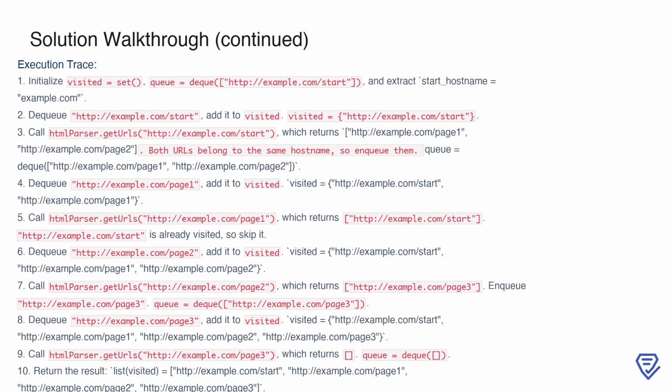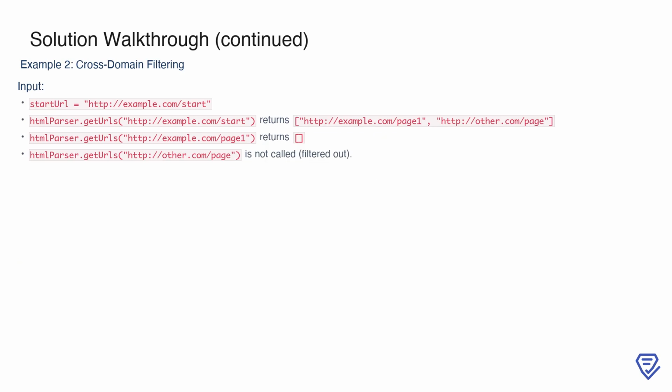Finally, we process http://example.com/page3, add it to visited, and find that it has no outgoing links. With the queue empty, we return the list of visited URLs, which now contains all pages reachable from the starting point. In this second example, we explore a scenario where cross-domain links are filtered out.